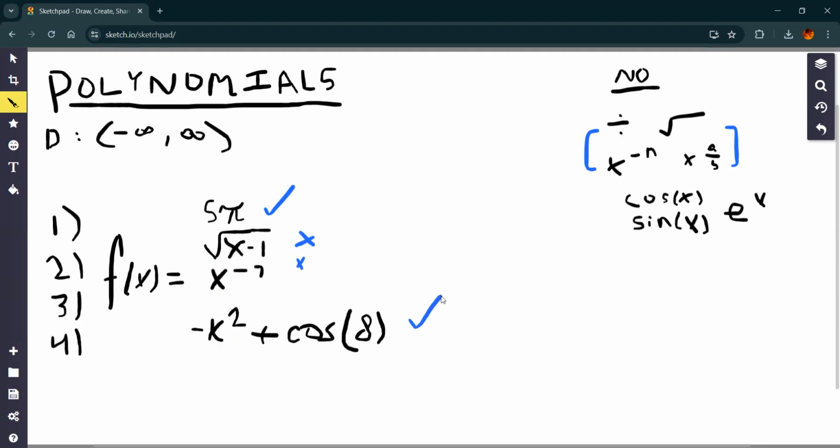Here, that actually is allowed. You might say, hey, cosine, I said any of these things, if they aren't applied to the x, then it's allowed. So it's not applied to x, it's applied to 8, so it is allowed for that. So pretty simple.